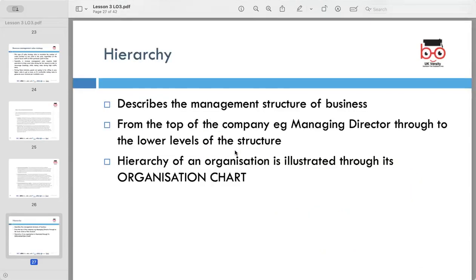Hierarchy describes the management structure of a business. Basically, this refers to the management structure defining the levels of authority from the highest position, such as the managing director, to the lower tiers of the organizational structure. This hierarchy is typically represented visually through an organization chart, providing a clear depiction of the chain of command and reporting relationships within the organization. Understanding the hierarchy is important for employees to comprehend the lines of authority, decision-making processes, and their respective roles and responsibilities within the organization.